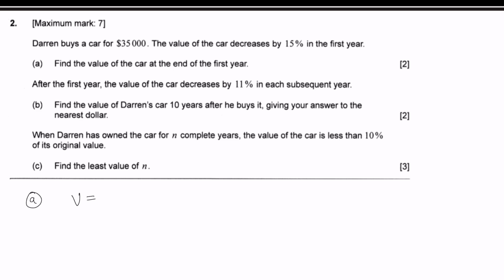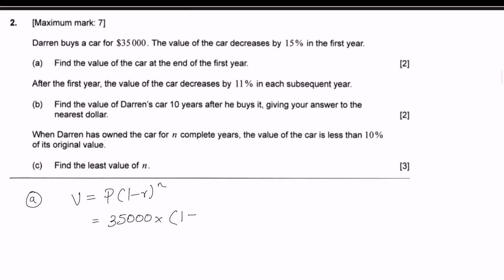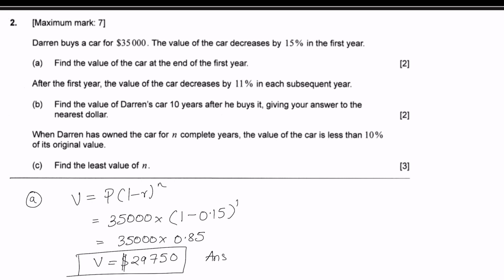So for the value, we can use the formula. It will be P times (1 minus R) to the power of N, right? The value was 35,000, which is the principal value. 1 minus R will give you the rate it will hold at the end of 1 year. So R would be 0.15 here, and as it's 1 year, N will be equal to 1. So if we simplify this, 35,000 times 0.85, we would get $29,750. So this is the value of the car at the end of the first year.